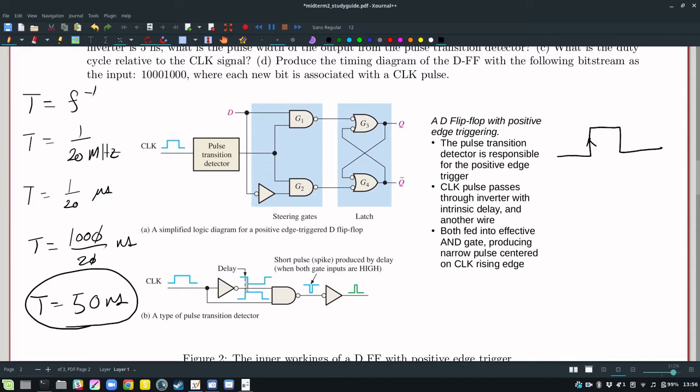And so this delay could be a few nanoseconds through that inverter, when fed into a NAND gate. When they're high both at the same time, then the NAND gate produces a low, then we invert that to get a high signal. But that produces a very narrow high signal, much narrower relative to the original clock period.